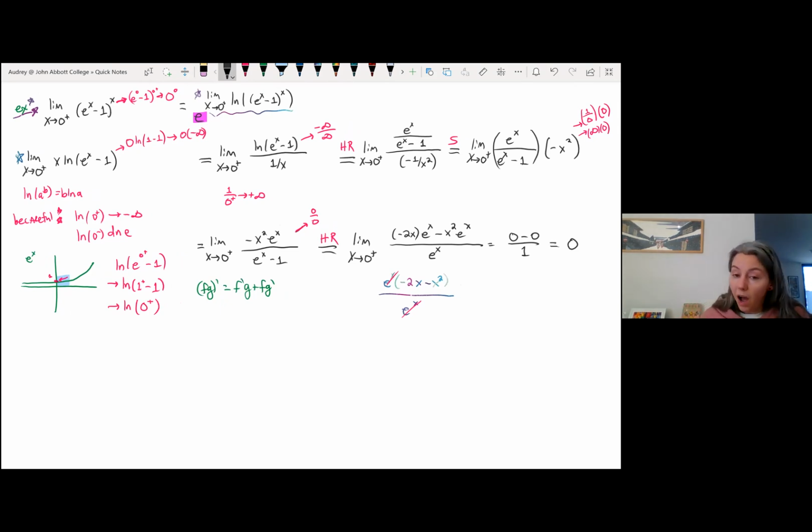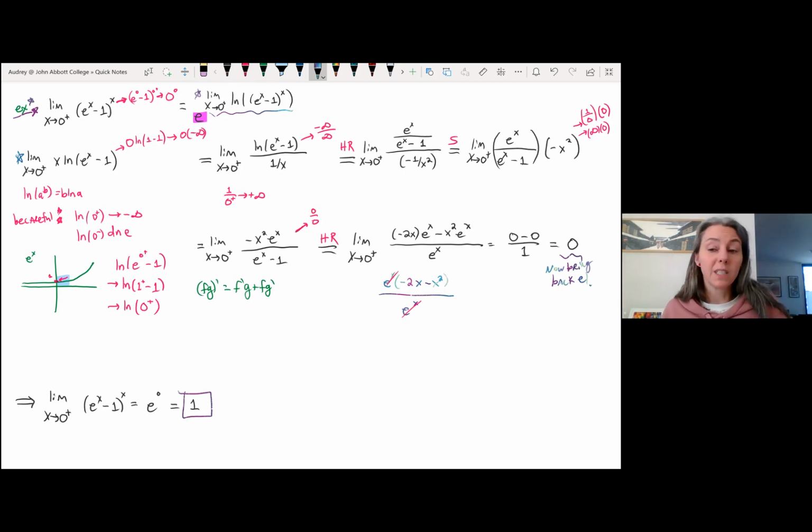So that 0 is not my final answer. We want to remember not to forget to bring the e back. So we got that 0, now bring back e. My final answer here is the limit as x approaches 0 from the right of e to the x minus 1 to the power of x is equal to e to the 0, which is 1. So here, that 0 to the power of 0, that exponent of 0 is the thing that clearly won this battle. The answer is 1.